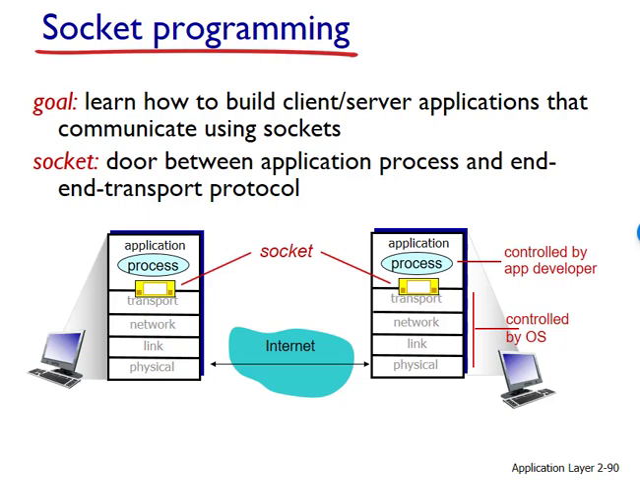Recall that a typical network application consists of pairs of programs, a client program and a server program, residing in two different end systems. When these two programs are executed, a client process and a server process are created, and these processes communicate with each other by reading from and writing to sockets. When creating a network application, it is necessary to write the code for both the client and the server programs.